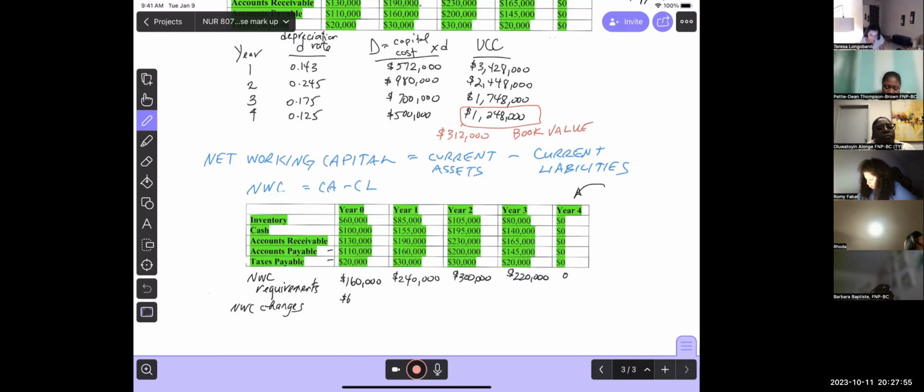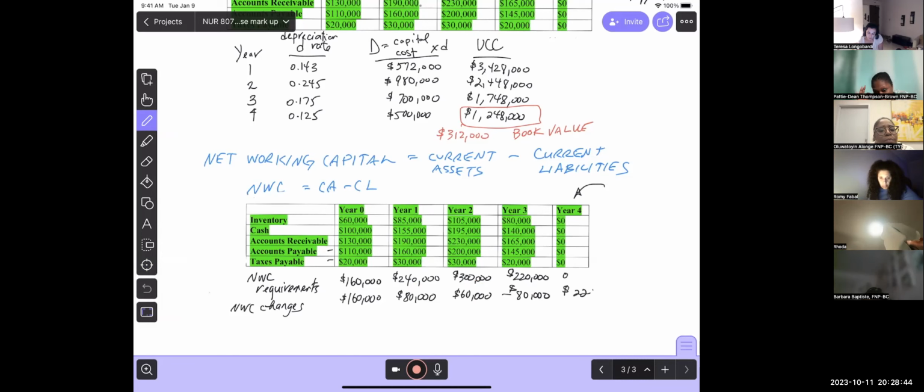So it's 160,000 up front. How much more do I need in year one? It goes from 160 to 240, so 240 minus 160 is 80,000. In the second year, it'll be $300,000 worth of net working capital required. It was 240, so that's an additional 60,000. And it's going to go from 300,000 to 220. Now it's going down. So remember, we're winding the project down. So that's going to be negative 80,000. And then finally, the project wraps up.